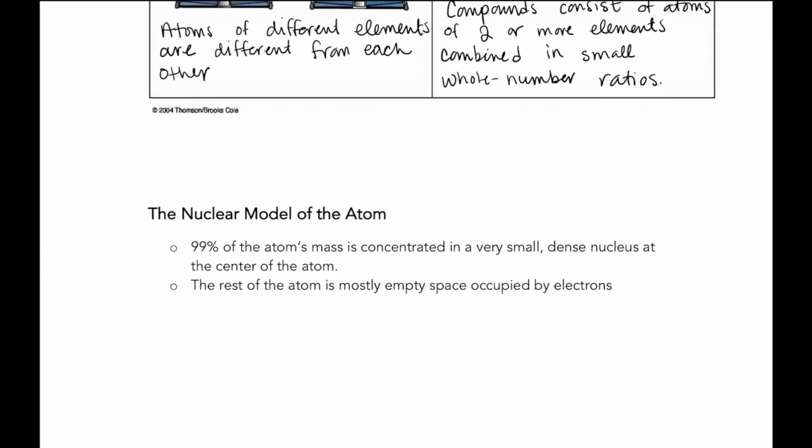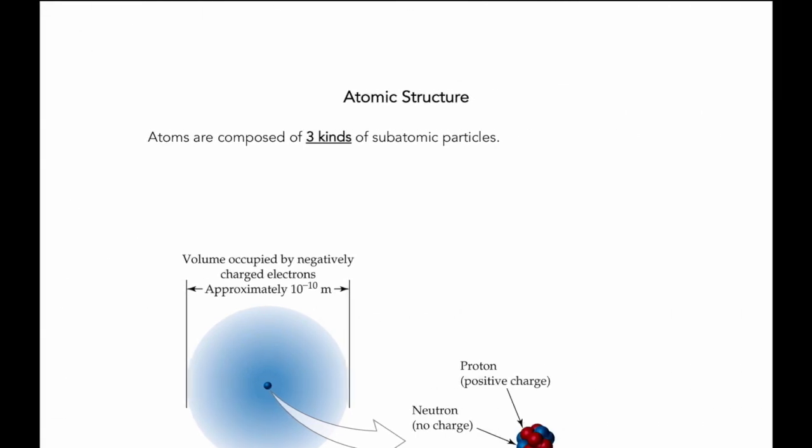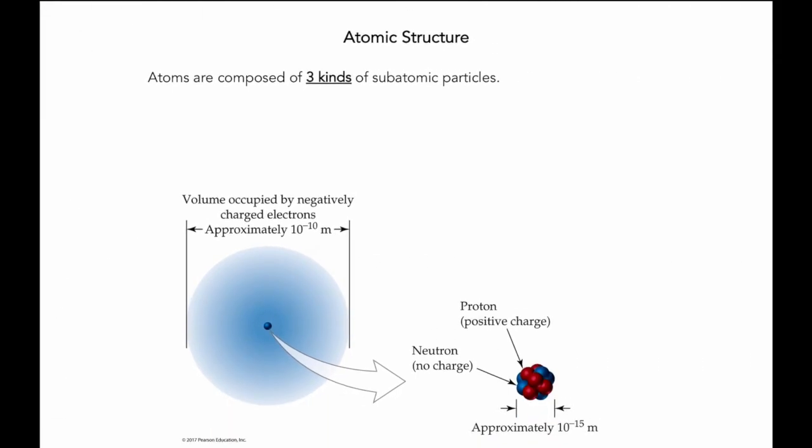So the nuclear model of the atom, there have been a lot of models of the atom over the years and the centuries. Early, they just thought that it was some kind of constant composition throughout. But the model that we have now shows a nucleus at the center of the atom and empty space occupied by electrons. And I have a picture on the next page to show that.